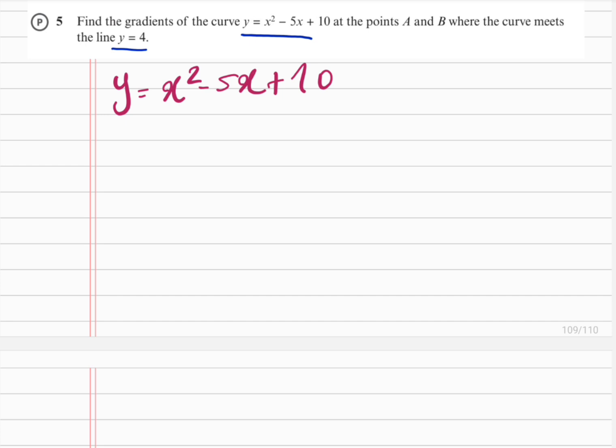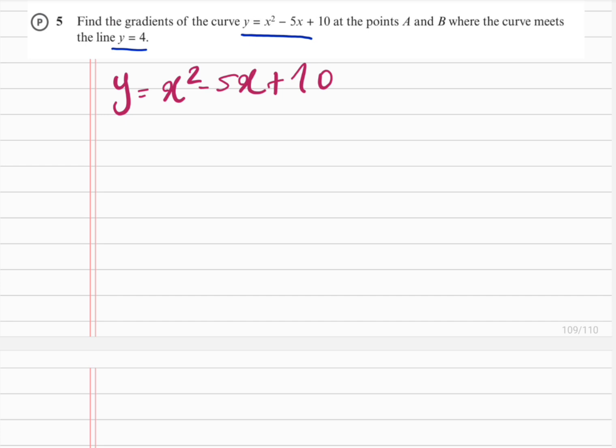So we first need to find the coordinates of the points of intersection of the curve and the line, and then we can find the gradients. Because once we have the coordinates, we just need to differentiate the function, and then we substitute the x coordinate into the derivative equation to find the gradient at those specific points.